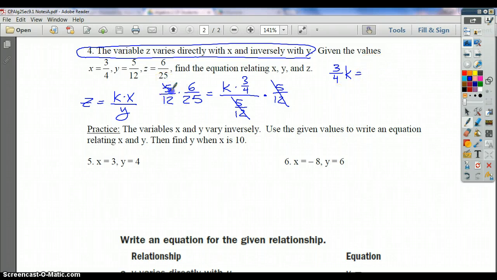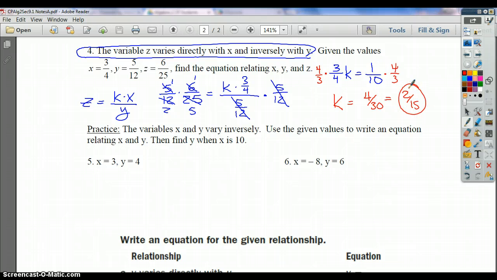Oh, well, let's cross cancel here. This is 1, this is 5, 6 is 1, 12 is 2. So 1 times 1 is 1, 2 times 5 is 10. So if you do 5/12 times 6/25, you should get 1/10. All right, let's get rid of 3/4. I'm going to choose to multiply by the reciprocal of that. This gives me 1k, and this will be 4/30, which then would be 2/15. So there's your k value.